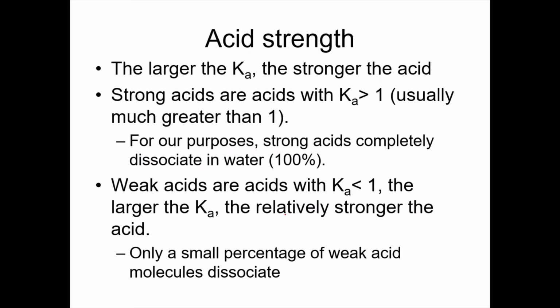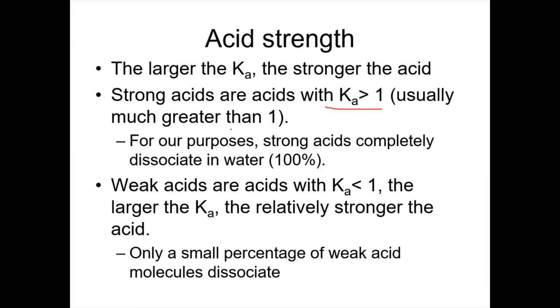So the extent to which these things dissociate really depends on the equilibrium constant. So the larger the Ka, the stronger the acid, because the more dissociation is happening. And the more dissociation is happening, the more H plus we're getting. And once again, those are the buggers that go around doing all the dirty work. Right? So strong acids are acids with Ka that are greater than 1. Usually they're much greater than 1.